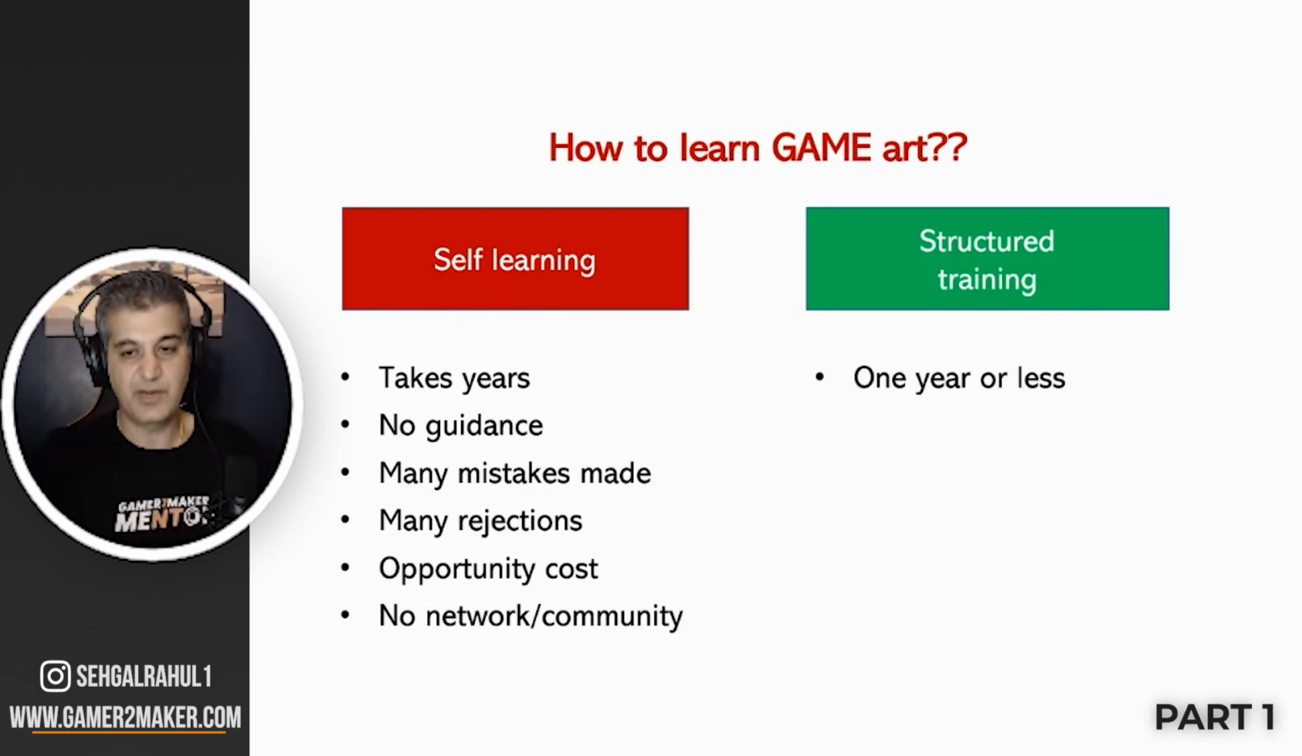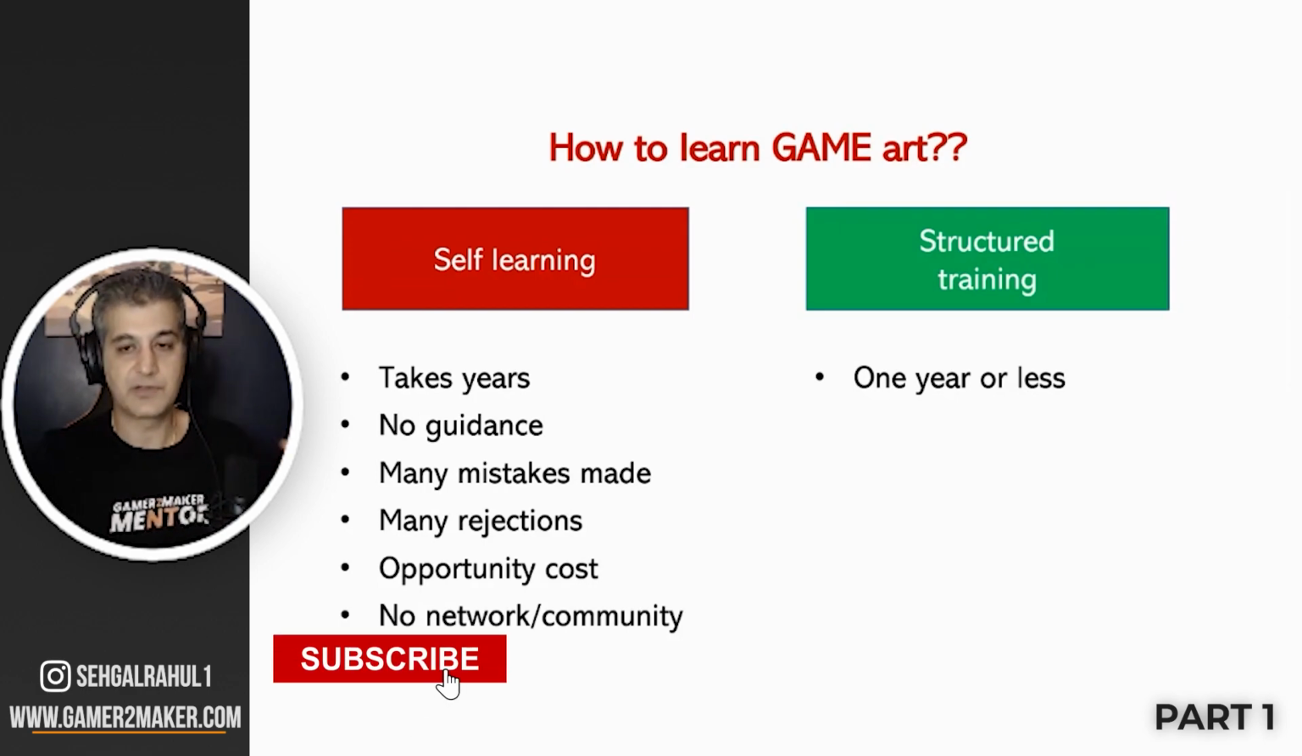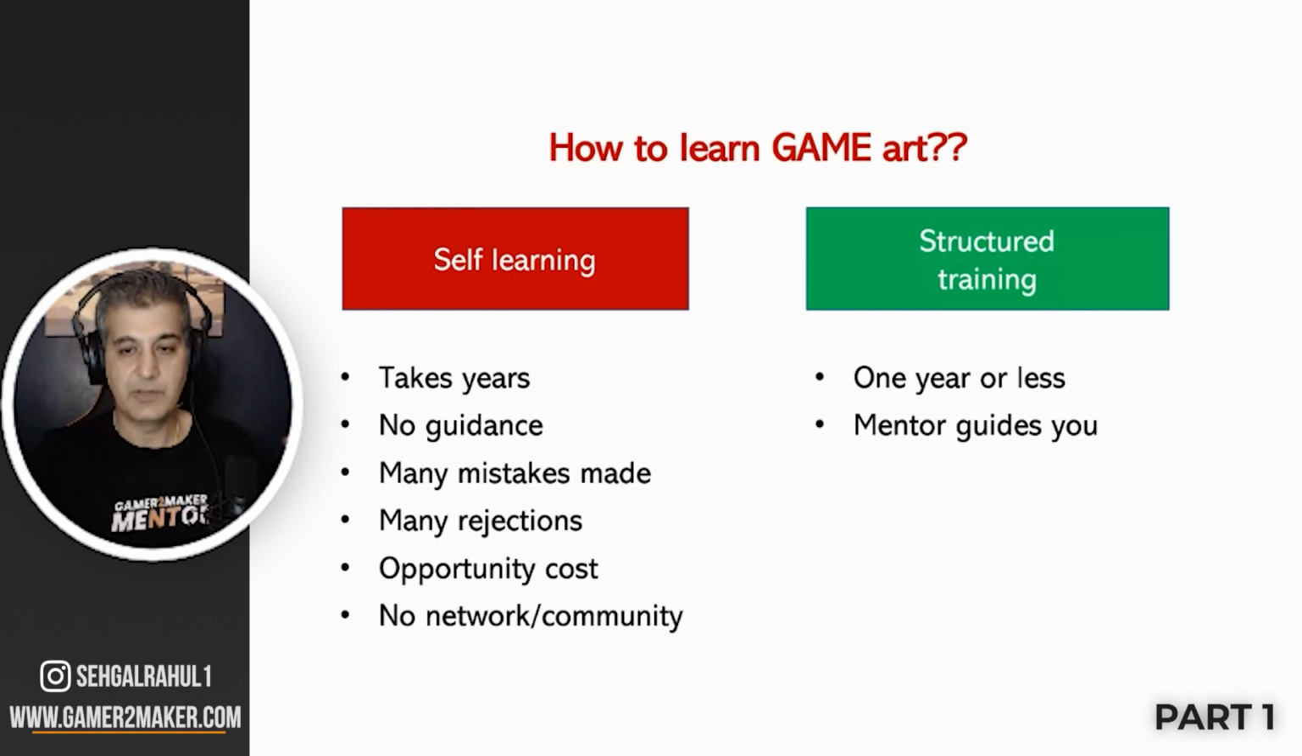Now, if you have structured training, you can actually learn it in 1 year or less. I learned game design in 1 year, and within 1 year, I went from being a merchant navy officer to a game designer. So that's the power of structured training and mentorship, right? If you have structured training, there is a mentor who guides you. You don't make so many mistakes. If you make a mistake, it is corrected really fast, and that means you have a much shorter training period, and the quality of your work is going to be much better, much faster.